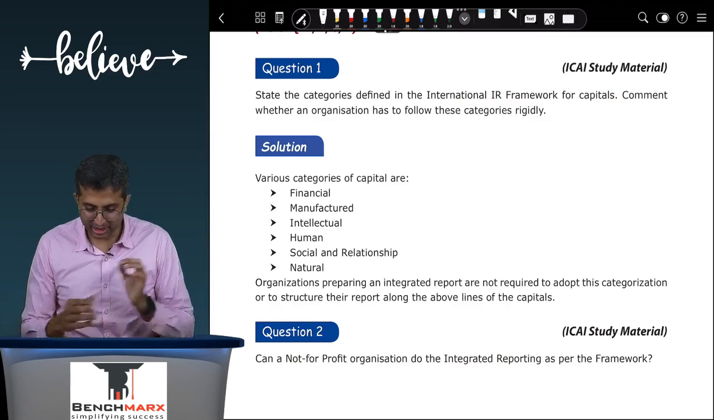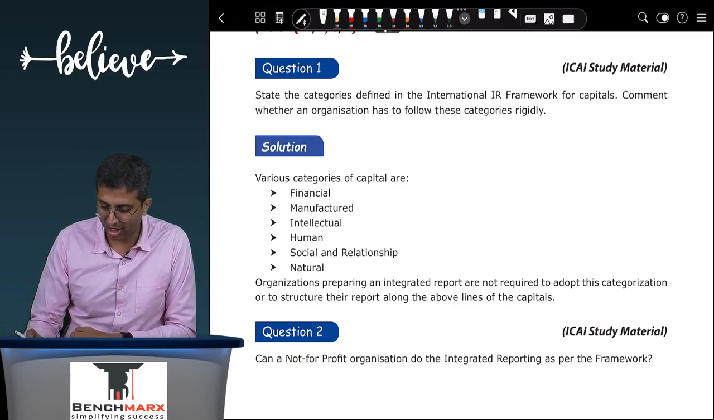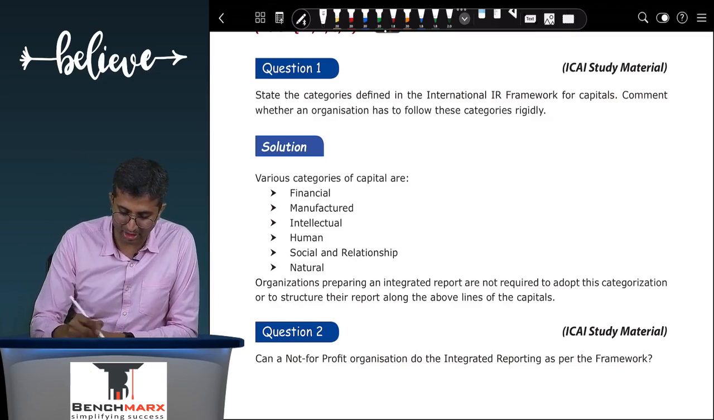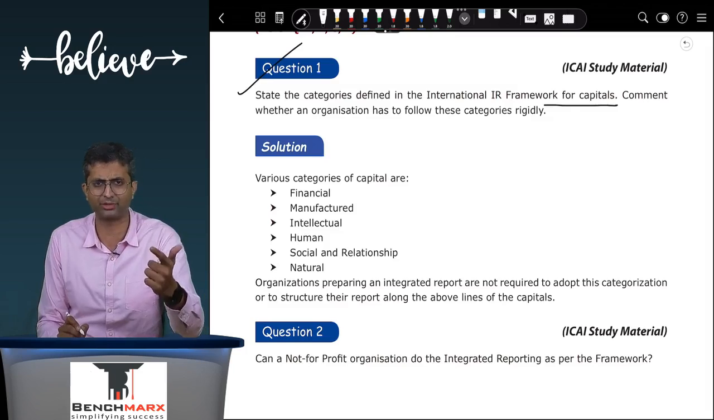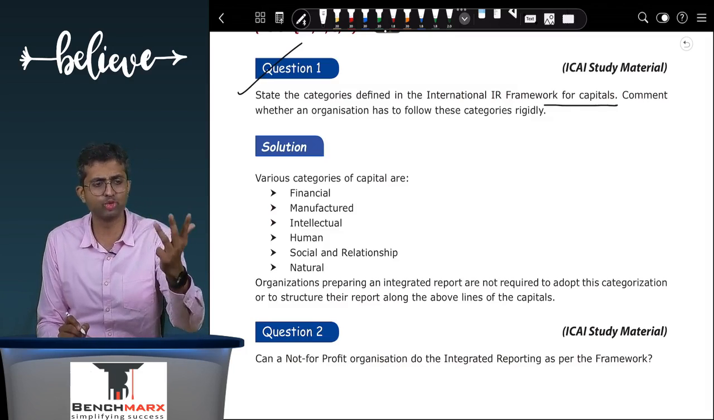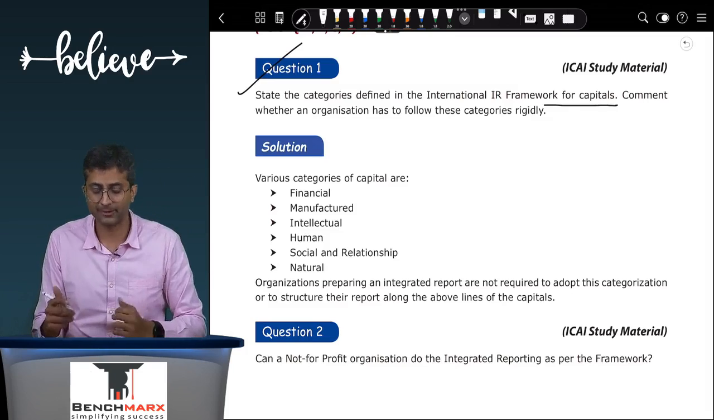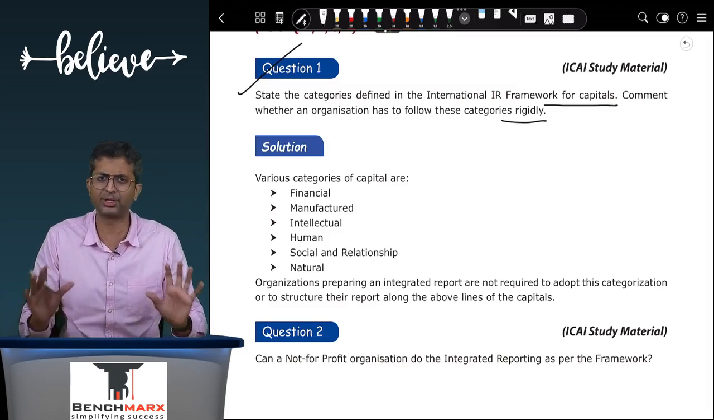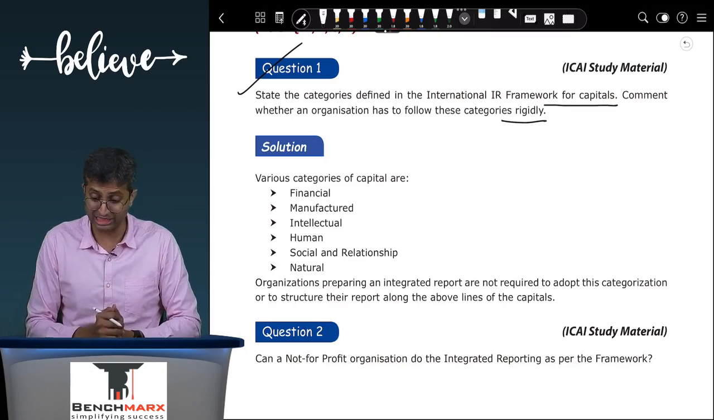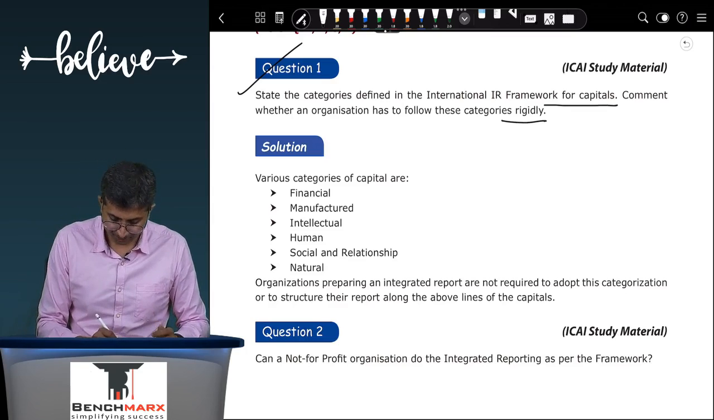Okay, so state the categories defined in the international IR framework for capitals. Comment whether the organization has to follow them rigidly. Well, there are 6 forms of capital, as we have said: financial, manufacturing, intellectual, human, social, and natural. Do you have to follow this rigidly? Well, not necessarily. It's a principle-based framework, so it's not a rigid requirement.